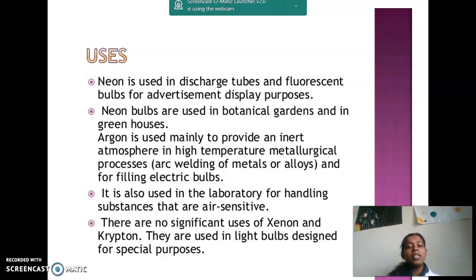Neon is used in discharge tubes and fluorescent lamps. It is used in botanical gardens and in greenhouses. Argon is used in metallurgical processes. It is used in laboratories for handling substances. And there is no significant use for xenon and krypton. They are used in light bulbs for special purposes only.